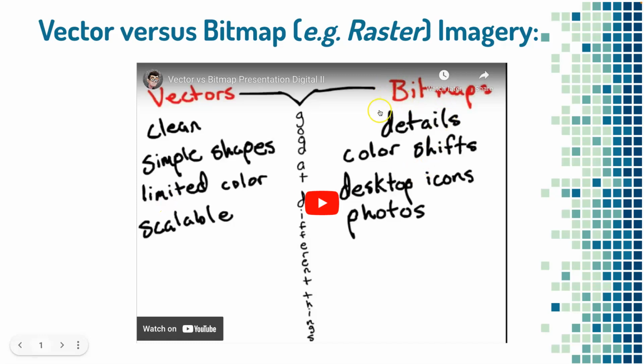Raster images, pixel-based images, bitmap images are good for really minute details, gradations, which this student calls color shifts, and for certain really small images, it's actually more efficient to use pixels than it is to use vectors, like desktop icons. And then he makes this point, which is a really important point that students have a hard time understanding.